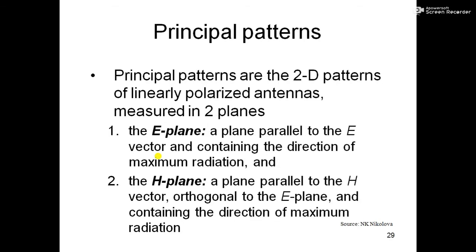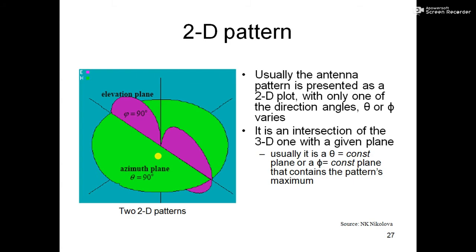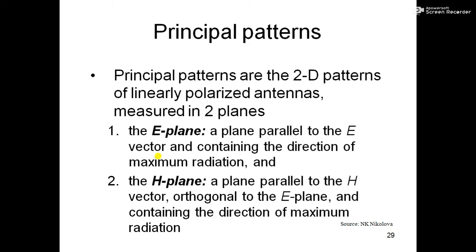So the next is principal pattern. Principal patterns are 2D patterns of linearly polarized antennas. We will discuss what a linearly polarized antenna is, but for now let us assume that this is some kind of antenna. So it is measured in two planes, the E plane and H plane. Here we have seen two planes, one is the azimuth plane, one is the elevation plane, but here we are seeing two other planes, the E plane and H plane. Now see, it is a very clear concept.